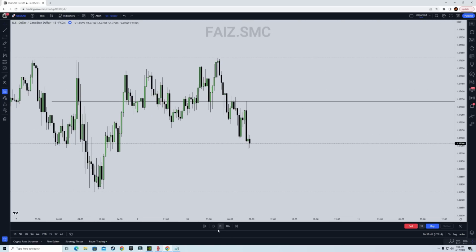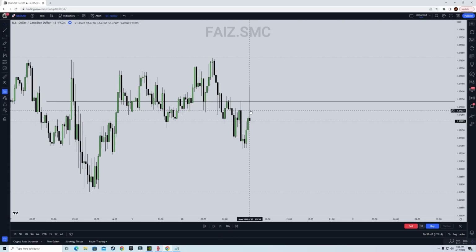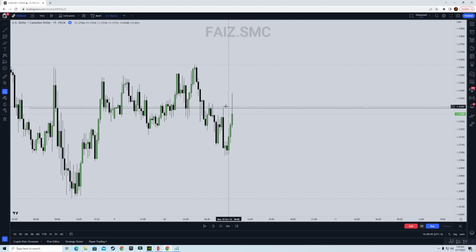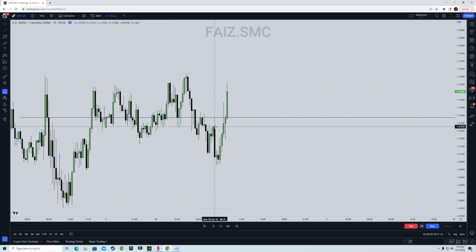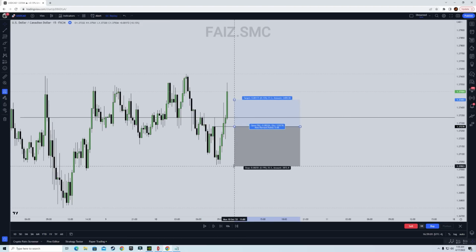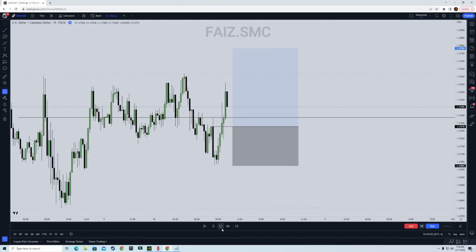Okay, so I want my market structure shift to happen during Killzone hours. This is not a market structure shift. Okay, right there at 10, I get my market structure shift. This right here is my auto block. I'm gonna go long right there, put my stop right below this low and go for 1 to 2. Let's see how this plays out.